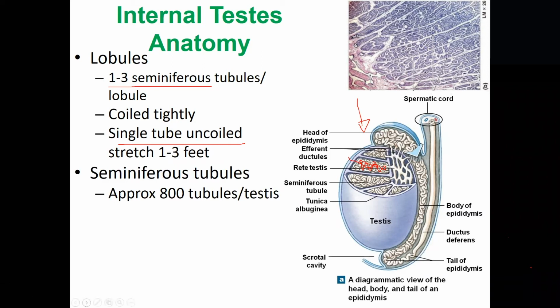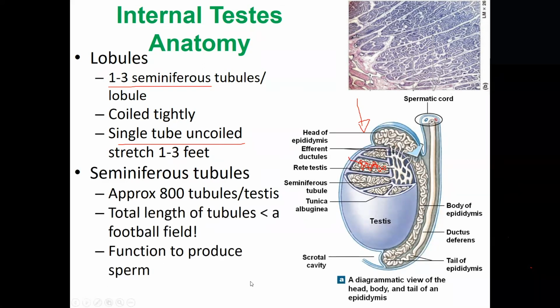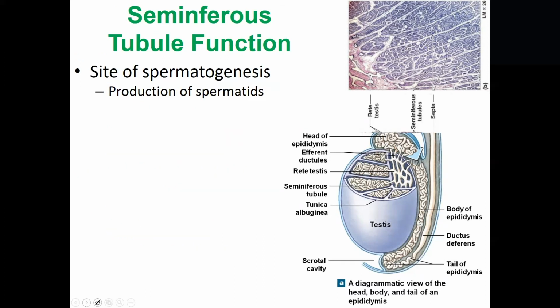And if we went so far as to really unwind them all and stretch them all out, the total length of the tubules would be greater than that of an American football field. So we find out we have a lot of real estate here. And their function is to produce sperm cells. And they're going to be able to produce those sperm cells all along their length. So we've got an entire football field worth of length that is going to contribute to our sperm cell making factory.